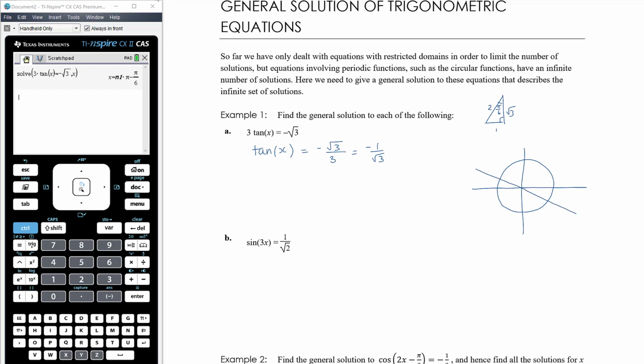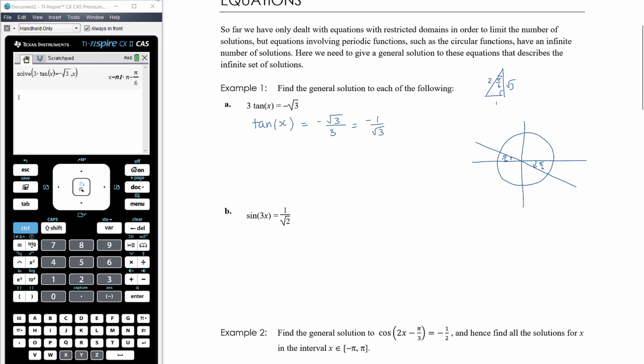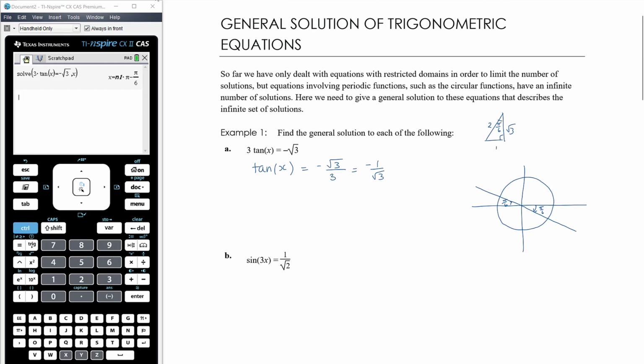These are the locations of my solutions. So pi on 6 down from the x-axis in the fourth quadrant, pi on 6 up from the x-axis in the second quadrant. Now the advantage with tan is every single solution is just plus pi, plus another pi.